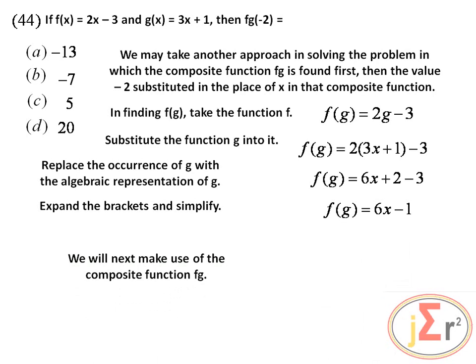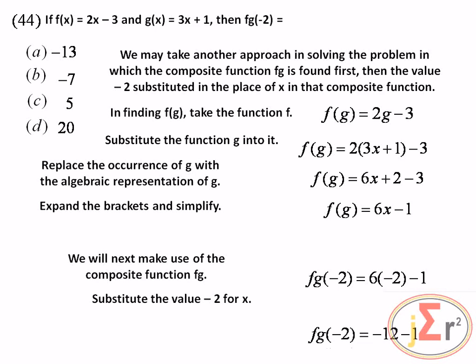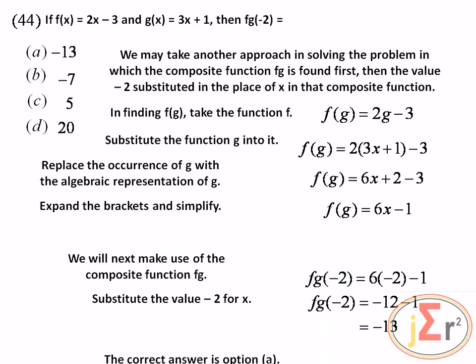We will next make use of the composite function f of g. F of g of x is equal to 6x minus 1. Substitute the value negative 2 for x. So where we see x, we put negative 2. We get 6 times negative 2 minus 1. 6 times negative 2 is negative 12. And we have the negative 1 to consider. Negative 12 minus 1 is equal to negative 13. The correct answer is option A, as we have determined on the previous occasion.